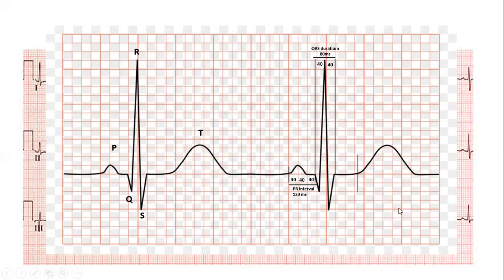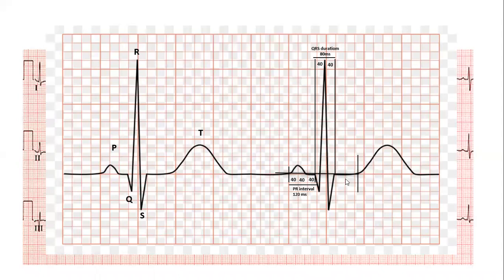And then the next thing, you look at your ST segment, basically from your S wave to the beginning of the T wave. Here, we don't really measure anything, but I just wanted to highlight that what you need to look for is that your ST segment should be in line with your baseline. So basically, you don't want an ST segment that is elevated, and you don't want an ST segment that is depressed. It should be in line with your baseline.